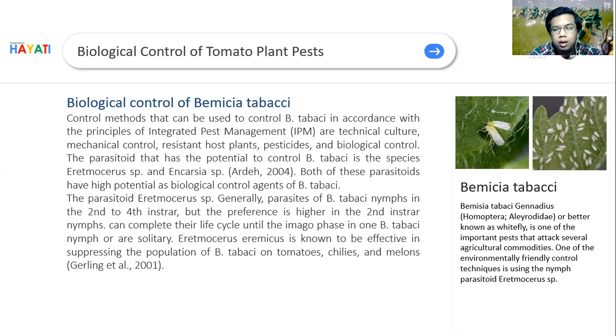So we can look at the picture of Bemisia tabaci. Bemisia tabaci, order Homoptera, family Aleyrodidae, or better known as whitefly, is one of the important pests that attacks several agricultural commodities. One of the environmentally friendly control techniques is using the nymph parasitoid Eretmocerus sp.